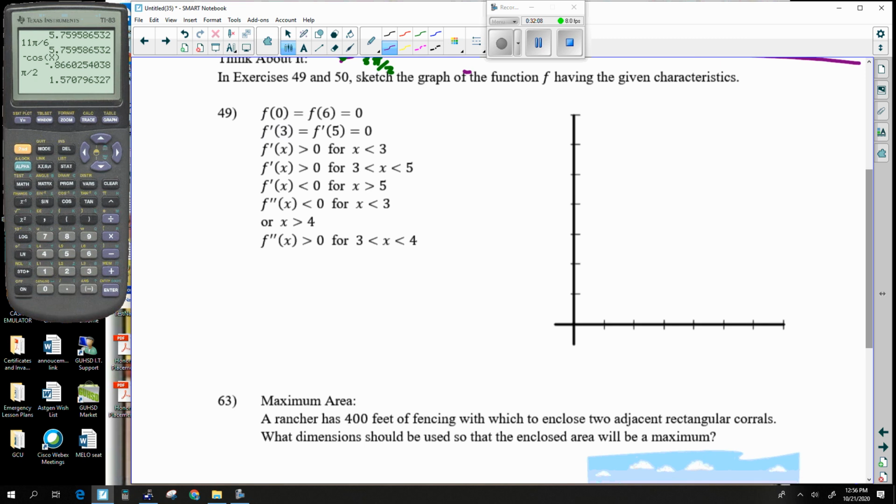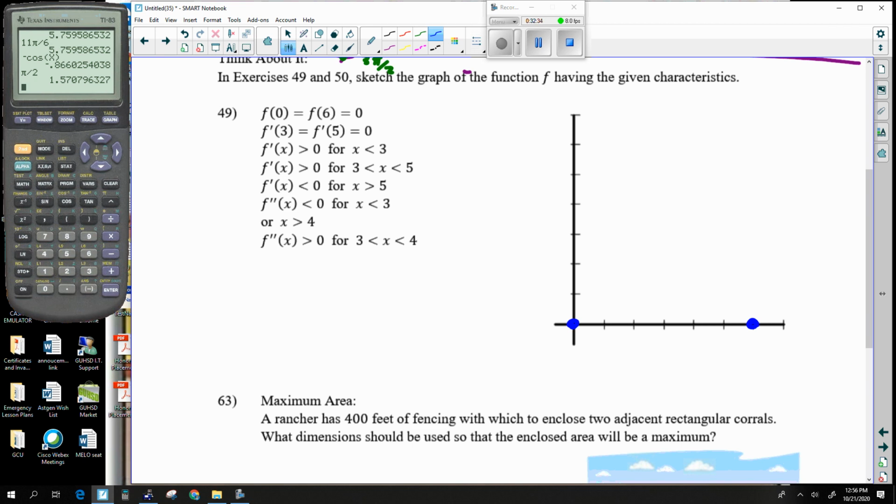Okay, here we go. They want us to make a graph here. So they give us some roots. f of 0 is 0, and f of 6 is also equal to 0. The derivative is equal to 0 when x is equal to 3, and 5 is also equal to 0. Let's put that aside for a second.